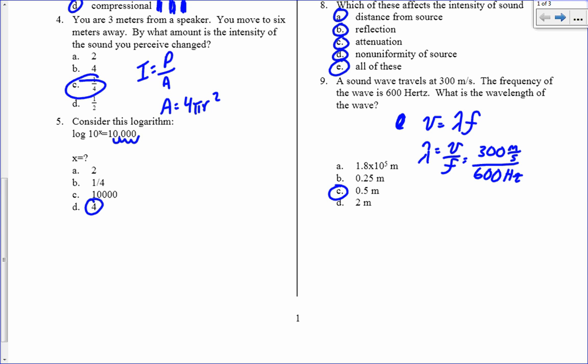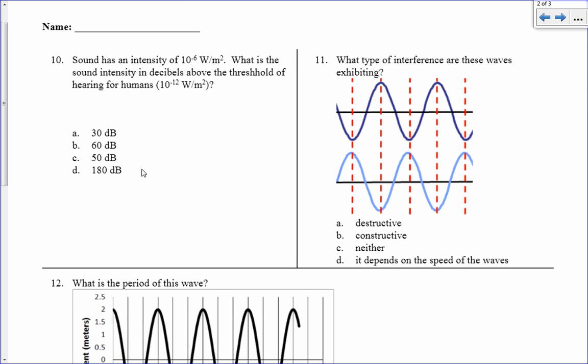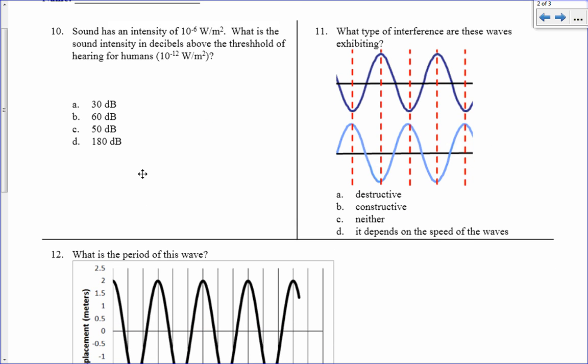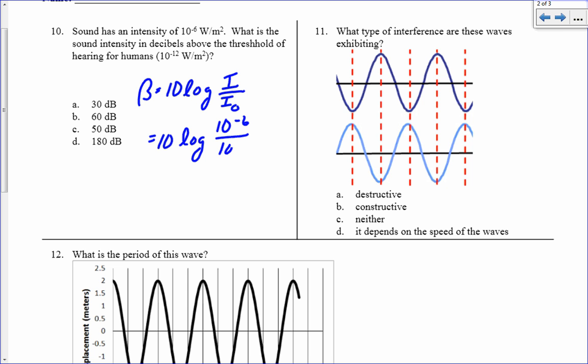C is number 9. Sound has an intensity of 10 to the minus 6 watts per square meter. What is the sound intensity in decibels above the threshold for the hearing of humans? All right, so the number of decibels is equal to 10 log of I over I naught. That's equal to 10 log of 10 to the minus 6 over 10 to the minus 12. So that's 10 log of 10 to the 6, 60 dB.